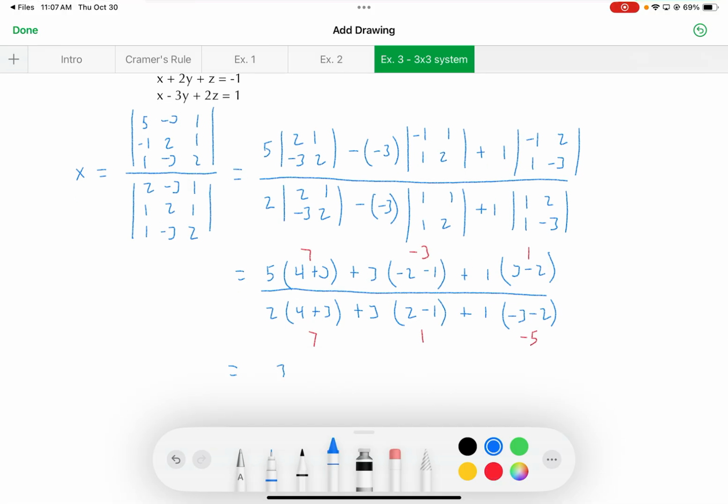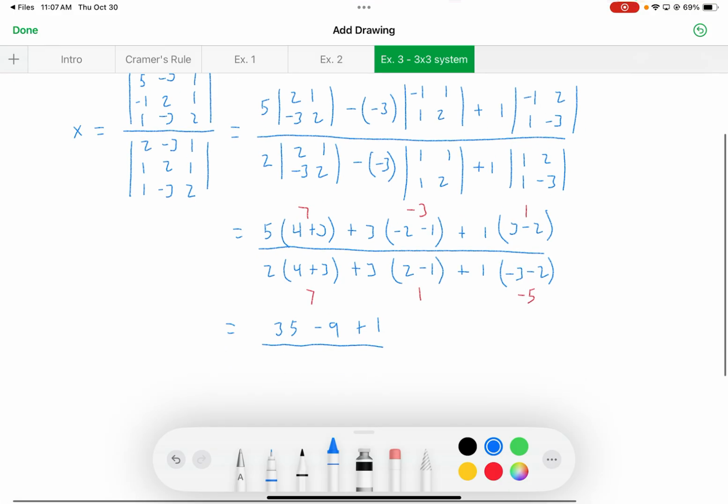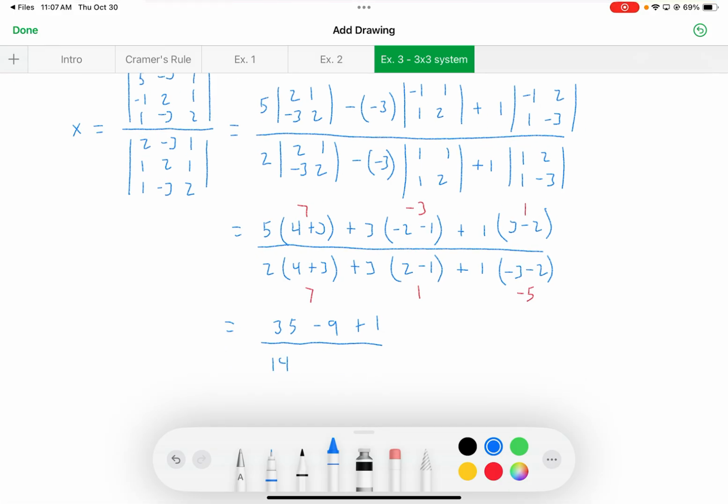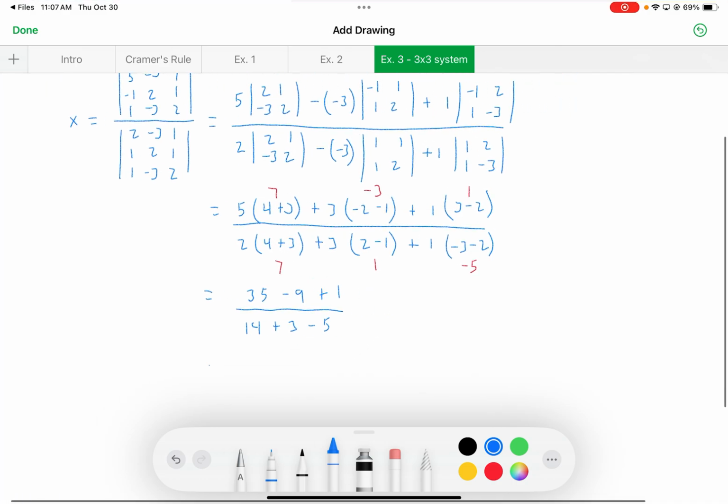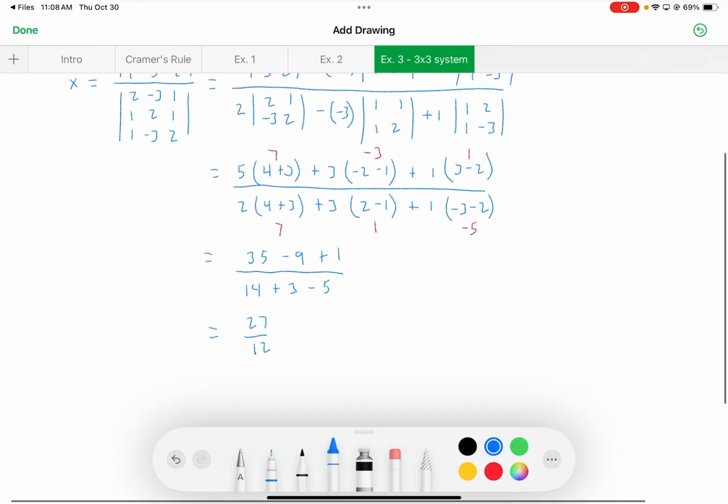5 times 7, 35. 3 times negative 3 is negative 9. 1 times 1 is positive 1. Down below, 2 times 7, 14. 3 times 1, positive 3. 1 times negative 5, negative 5. Okay, that's going to give me 27 over 12, which reduces to 9/4. Notice how I was able to get a fractional value without ever having to calculate with a fraction. That's kind of nice.